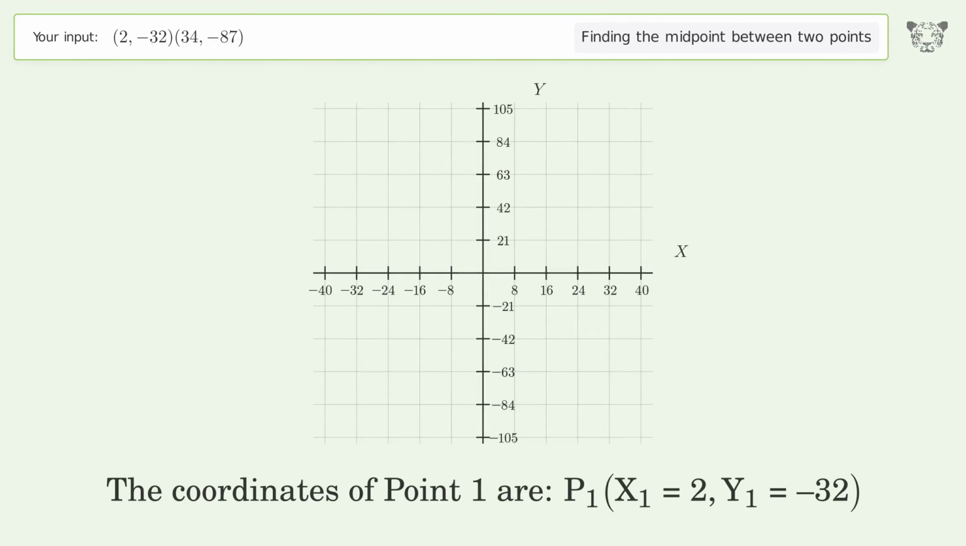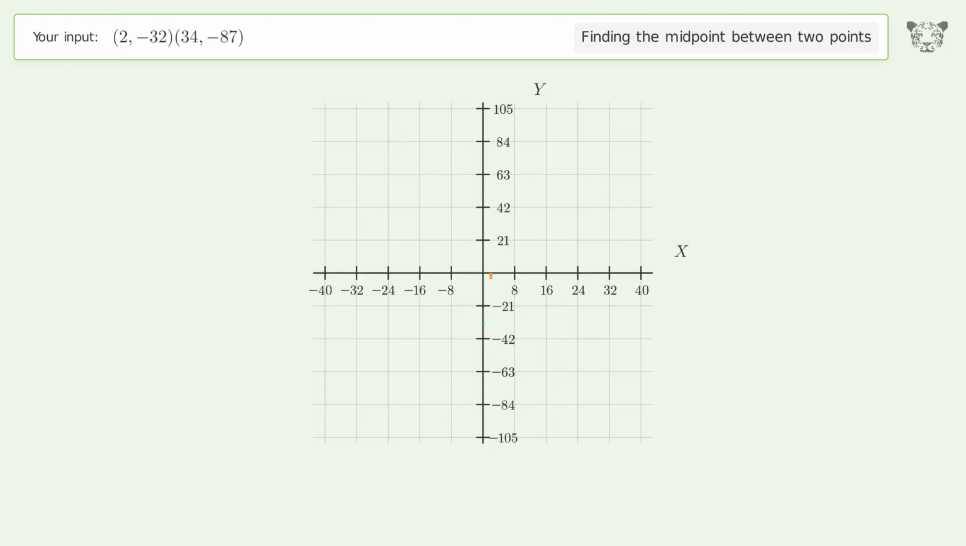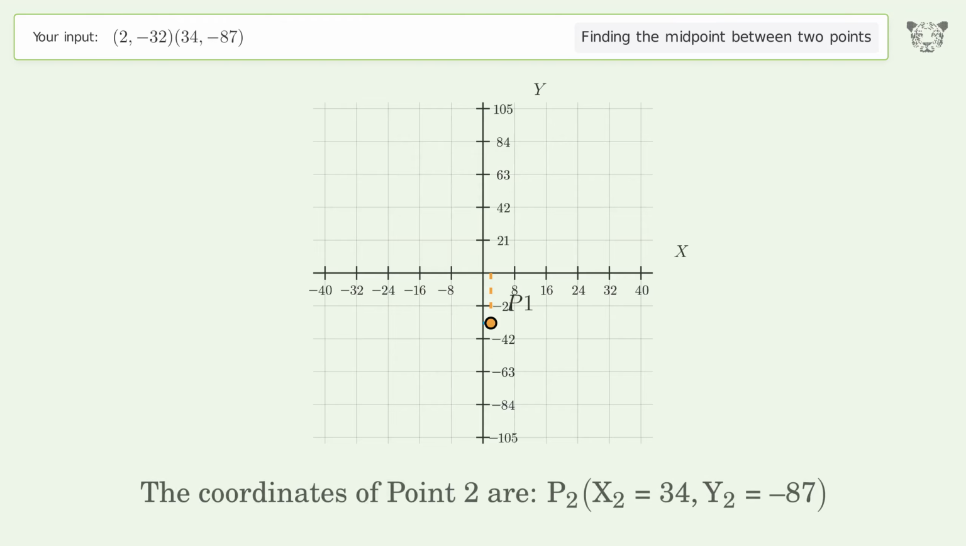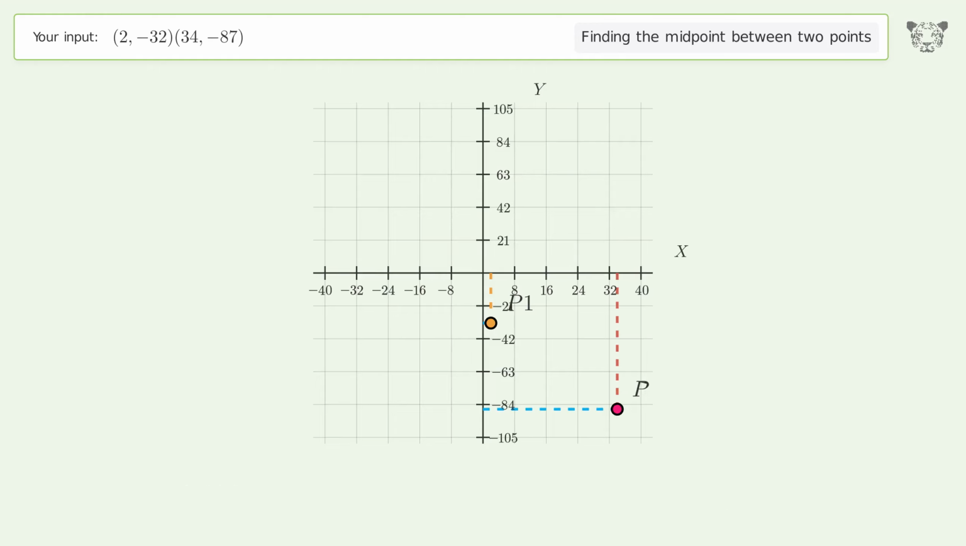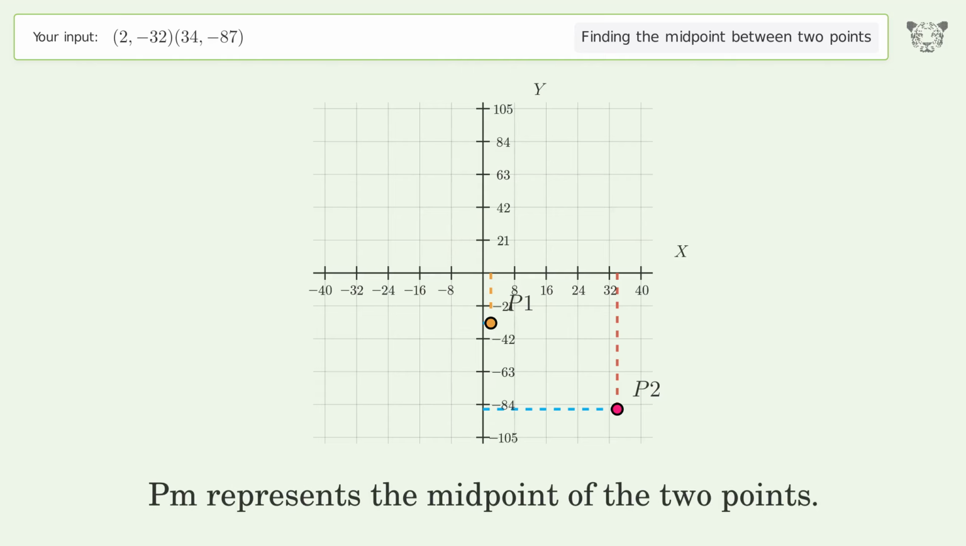The coordinates of point 1 are x1 equals 2, y1 equals negative 32. The coordinates of point 2 are x2 equals 34, y2 equals negative 87. PM represents the midpoint of the 2 points.